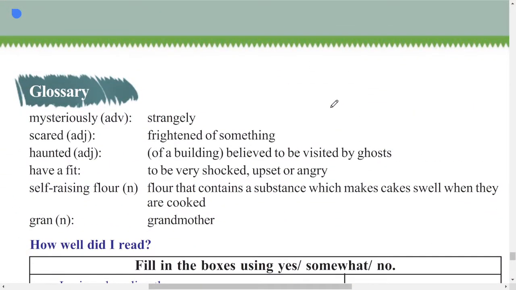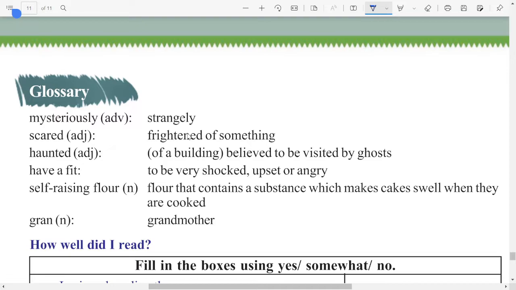Next you have glossary, where mysterious or mysteriously means strange or strangely. Scared is when you are afraid or frightened. Haunted is believed to be visited by ghosts, like a haunted person or haunted building we say, which is possessed with ghosts. Have a fit is to be very shocked or upset or angry.